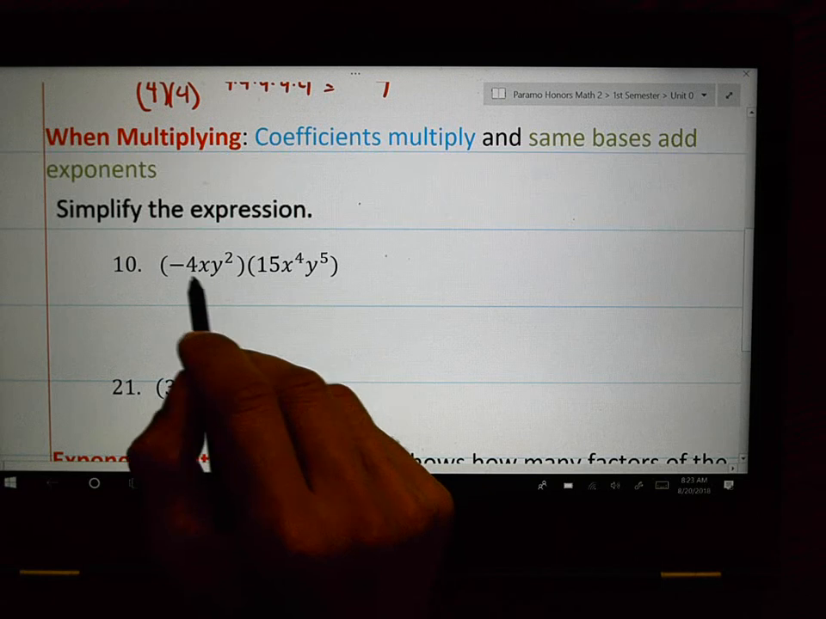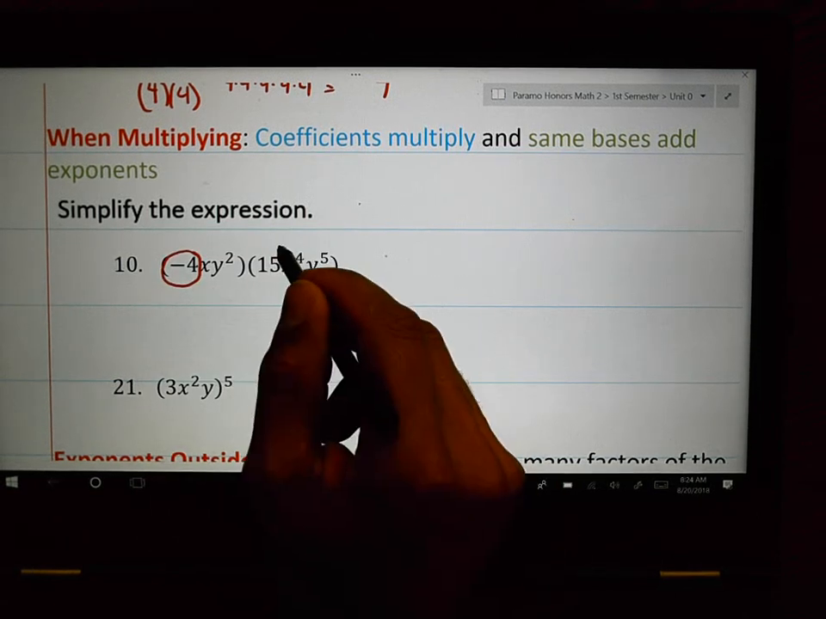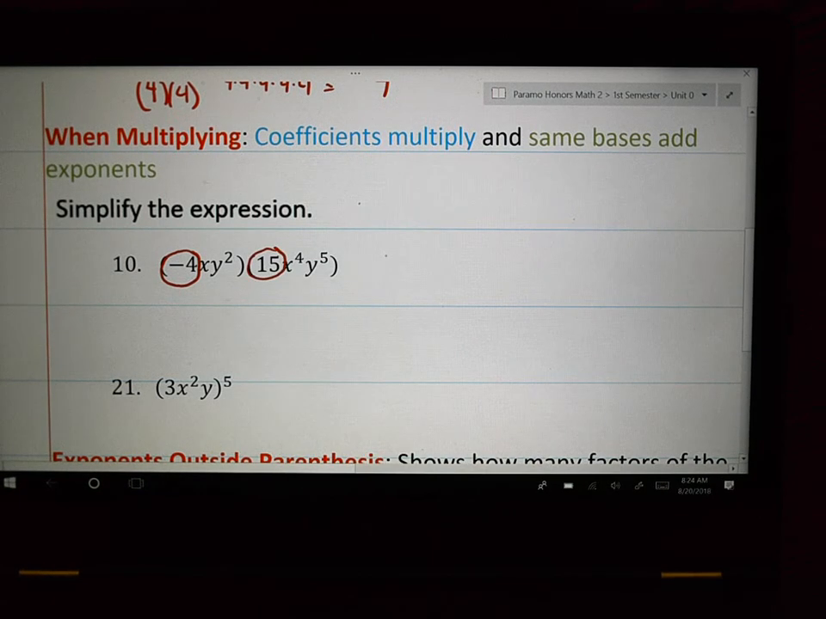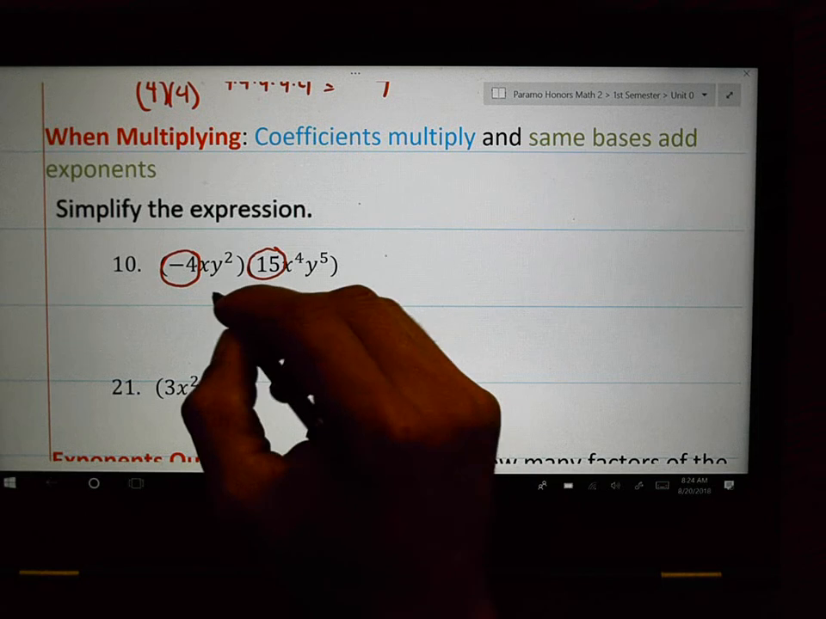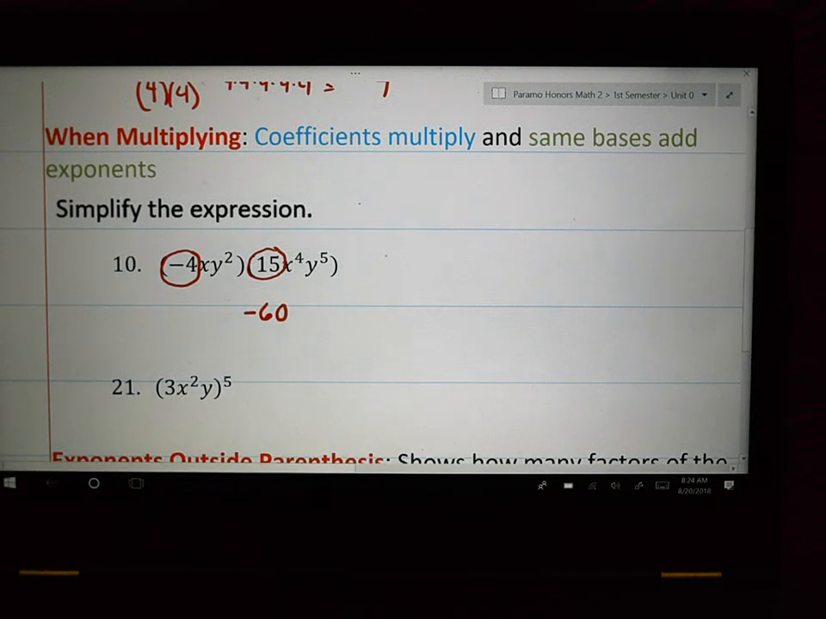Coefficients are the numbers in front. This is multiply, so I'm going to multiply this negative 4 and I'm going to multiply this 15. Those are my coefficients. They're going to multiply each other. Negative 4 times 15. And I know my 15s, but if you don't, you could use a calculator here if you wanted to. 4 times 15 is the same thing as 60. A negative times a positive is a negative. So I know that these multiply to be negative 60. We multiply them because they're coefficients. They're not dealing with exponents.